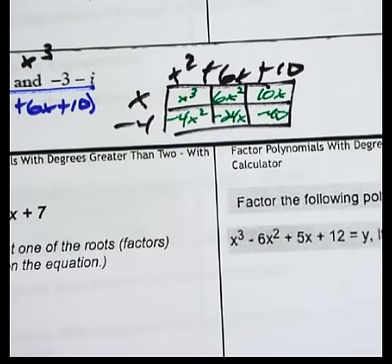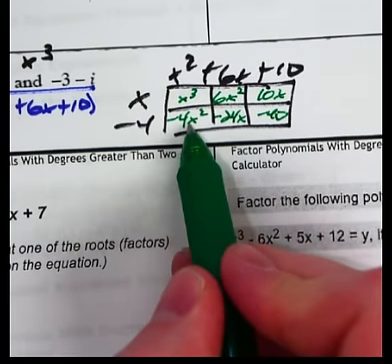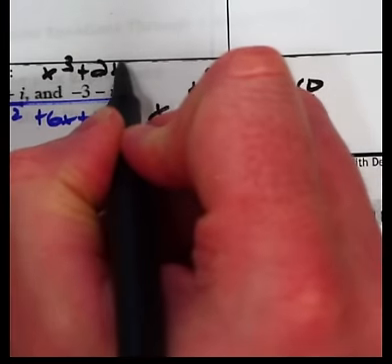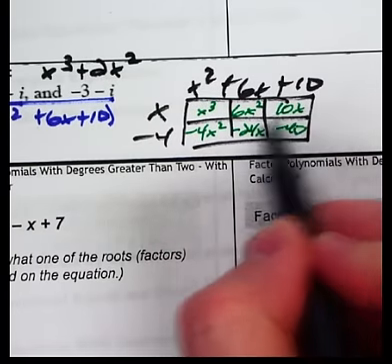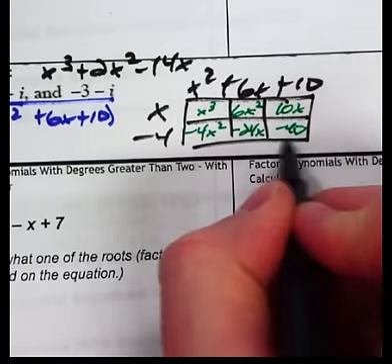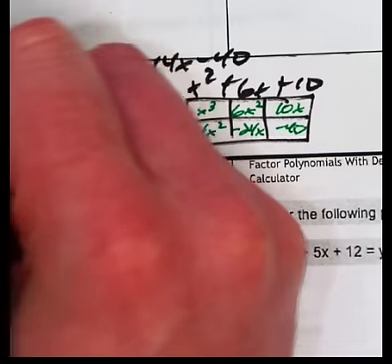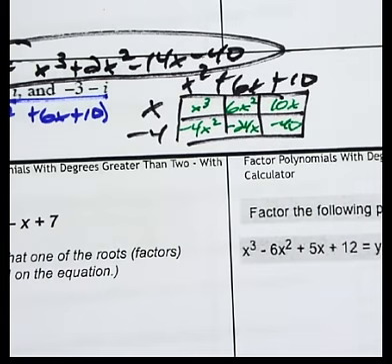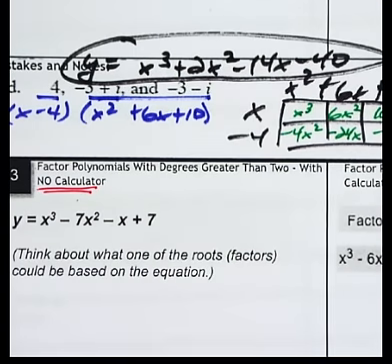Then adding those together, I would have x cubed plus 2x squared. So again, plus 2x squared, that's these two. Then this would be minus 14x, and this would be minus 40. So there is my whole equation right there, and that's the one that comes from those 3 roots.